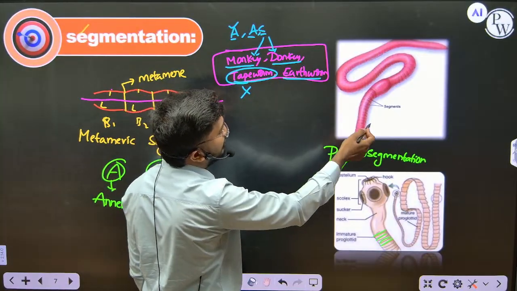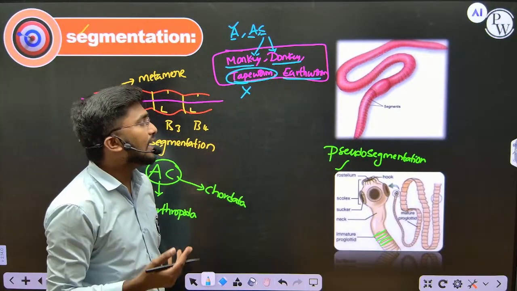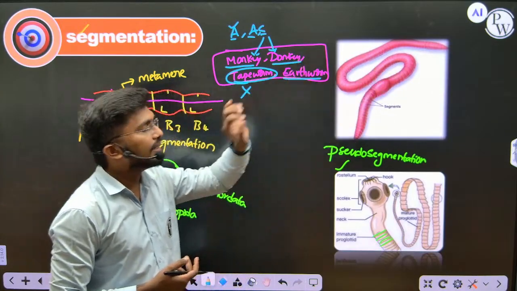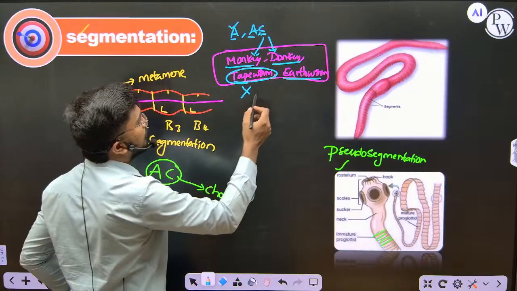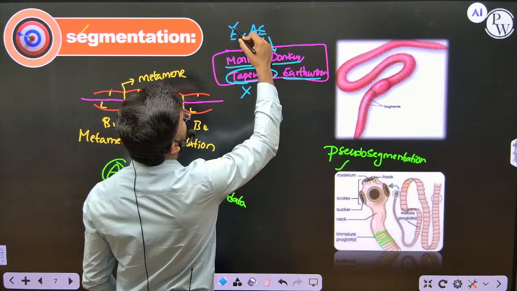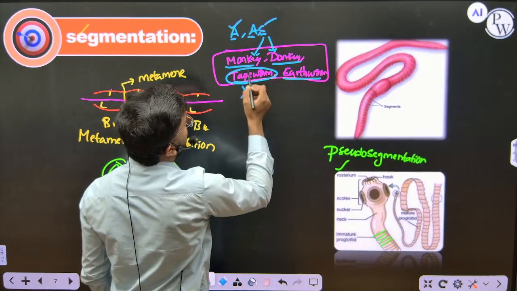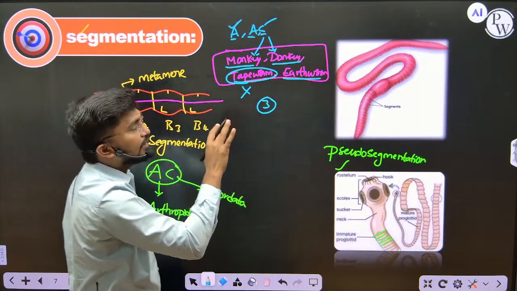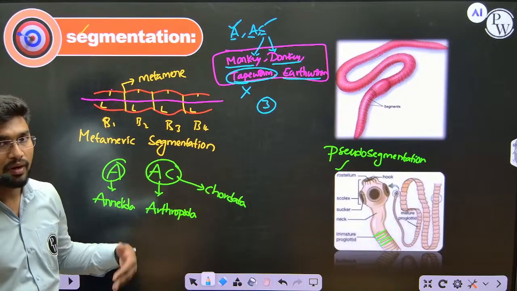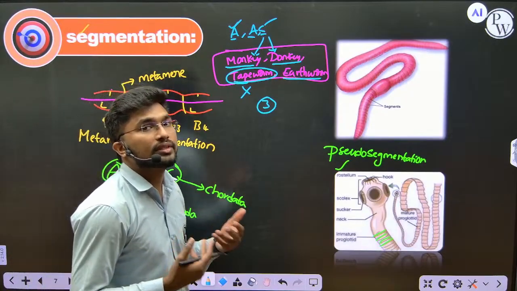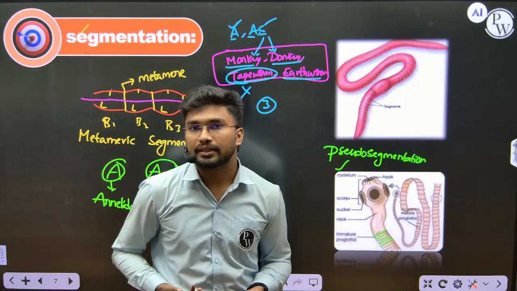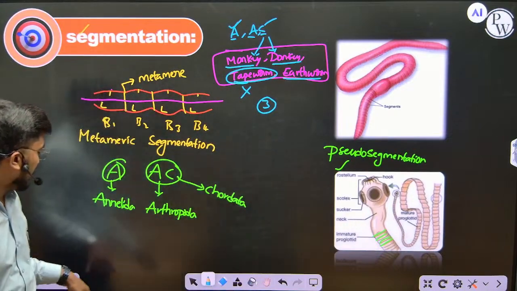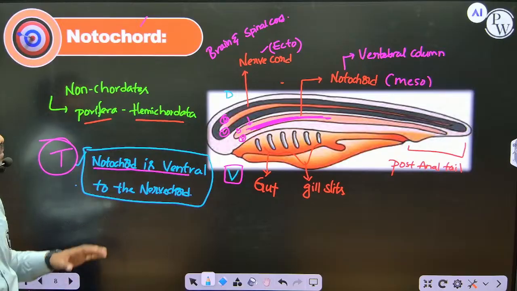Earthworm belongs to which phylum? Annelida. Annuli are there, rings are there. So Annelida is there, chordates are there. The answer is 3. Out of these 4 animals, 3 are exhibiting true segmentation. What is true segmentation called? Metameric segmentation.